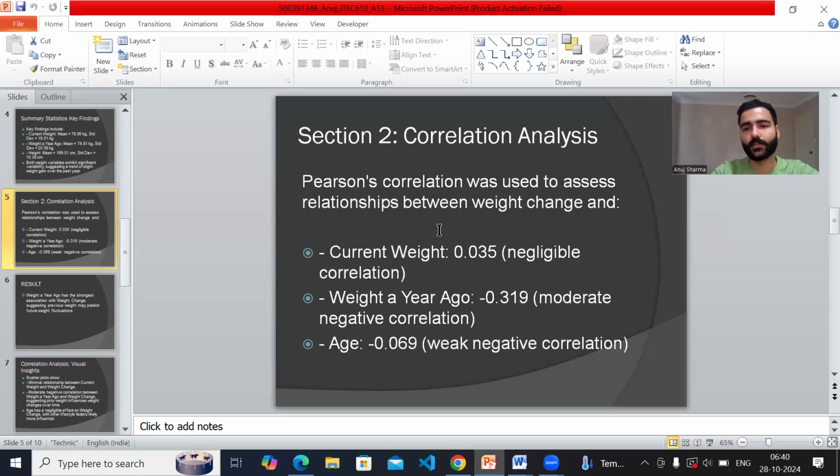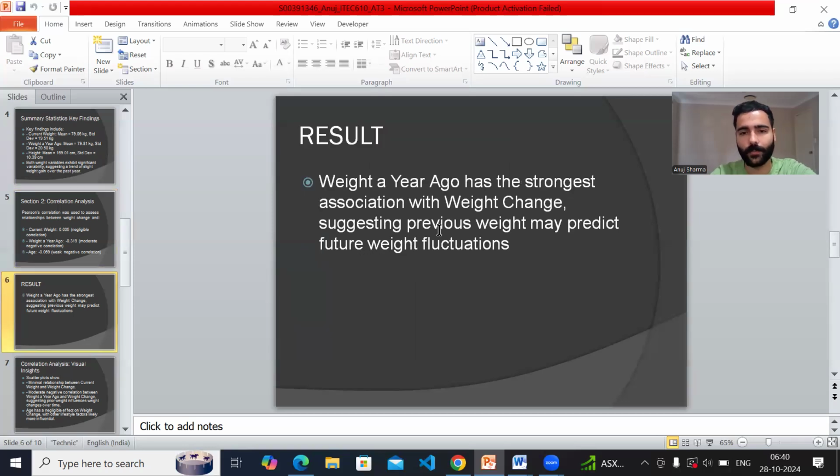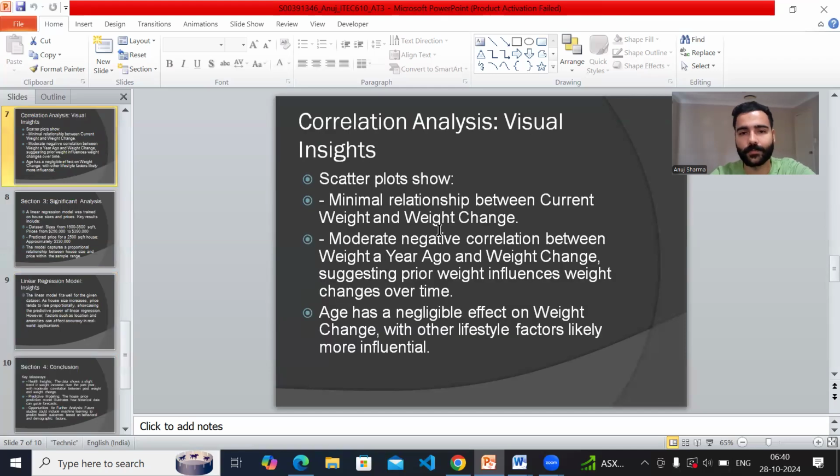For section 2, which is correlation analysis, Pearson's correlation was used in this assignment to show the relationship between the weight change and current weight, weight a year ago, and age. For current weight, it was 0.035, a negligible correlation, and for weight a year ago, it was minus 0.319, which is a moderate negative correlation. For age, it was minus 0.069, which is a weak negative correlation. The result after analyzing is that weight a year ago has the strongest association with the weight change, suggesting previous weight may predict future weight fluctuations.